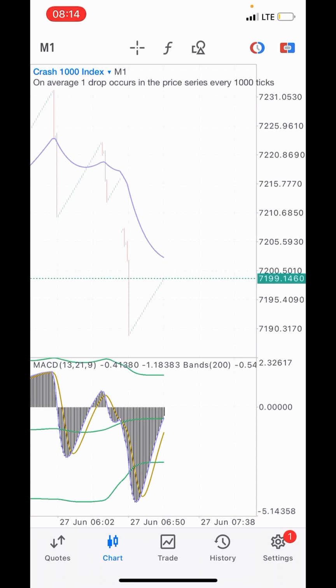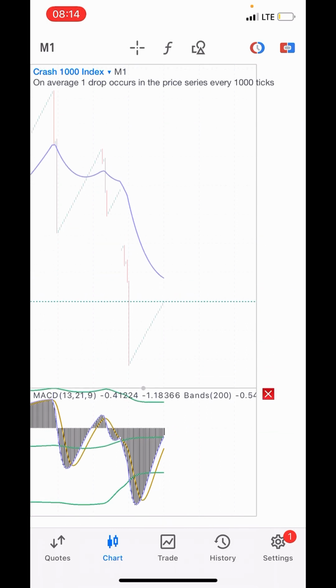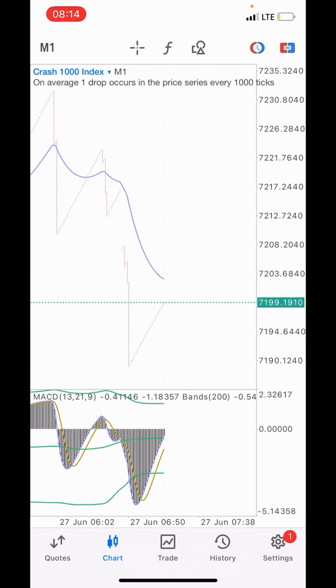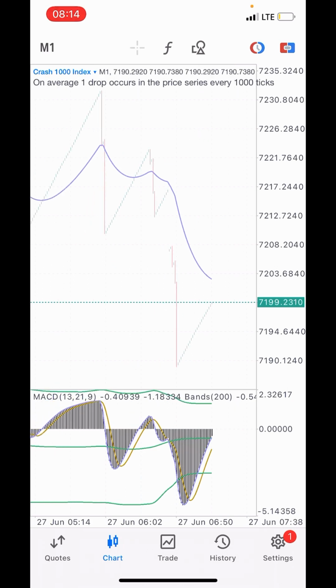You see that this works on all time frames, on all pairs. It works on all pairs, and now I'm showing you that it works on the Crash and on the Boom. Now, how do you catch spikes using this indicator?